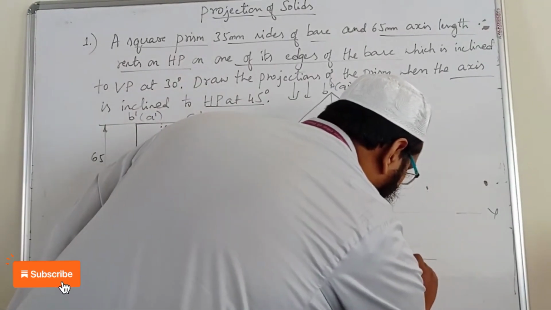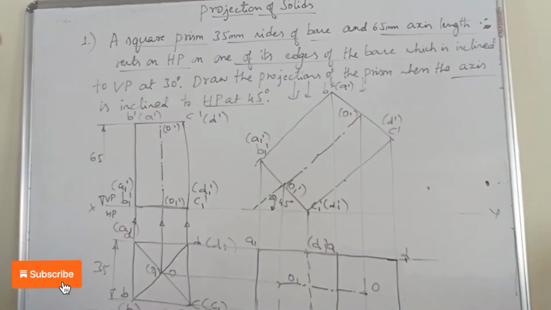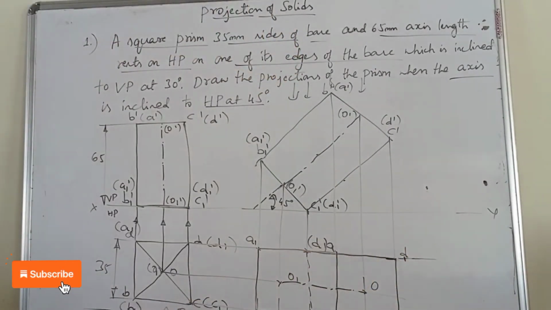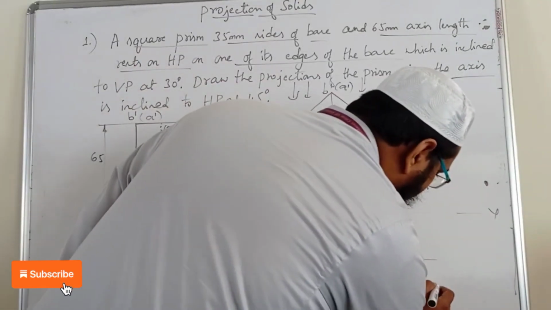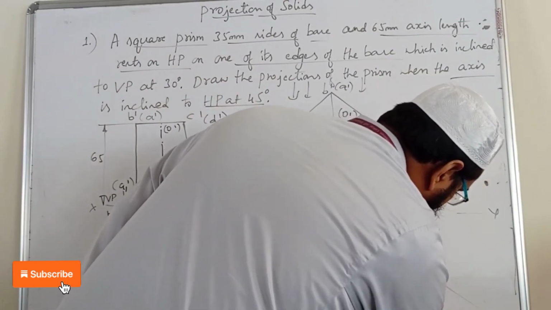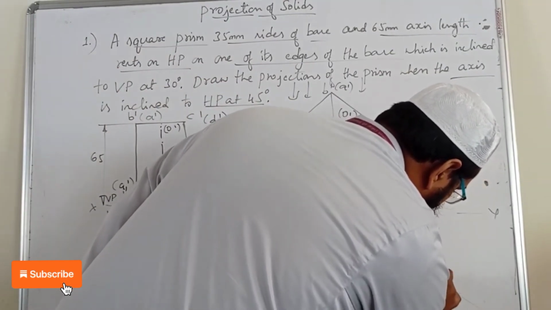Here I am making the reference point. You can keep the protractor here and mark the angle. The angle given here is 30 degrees. So mark 30 degrees and draw an angle line. So this is 30 degrees.